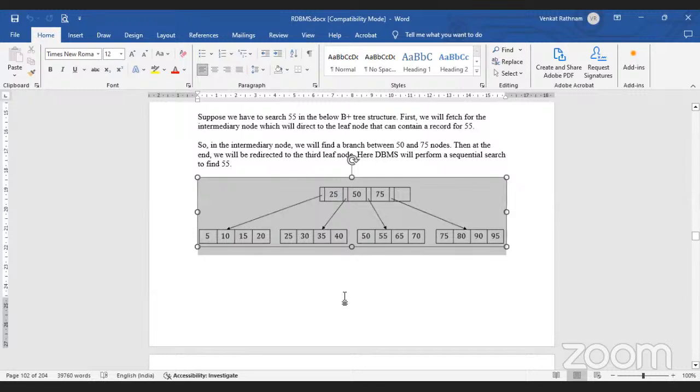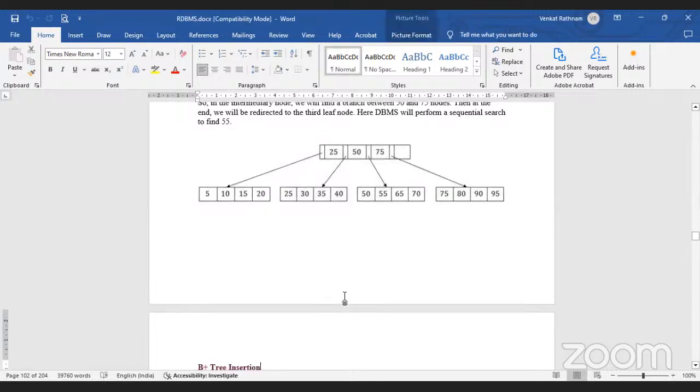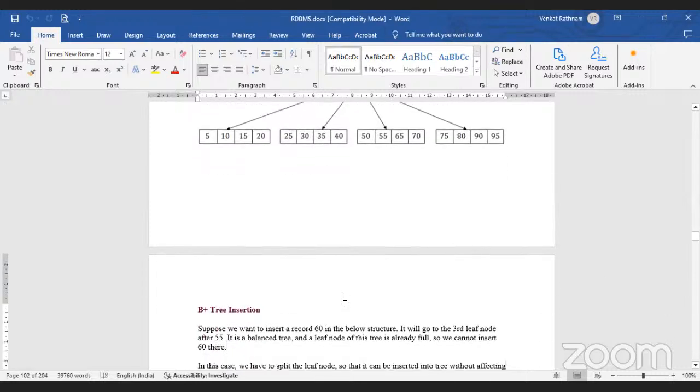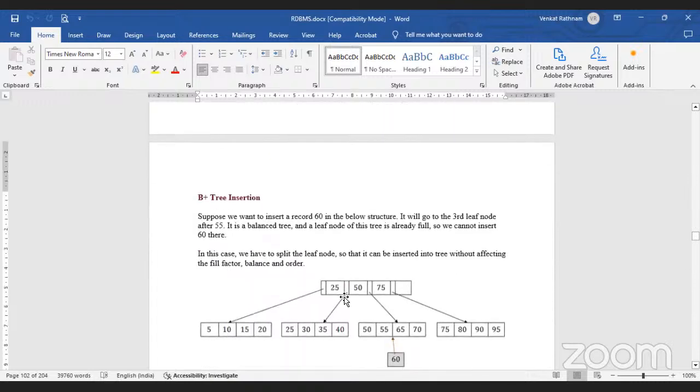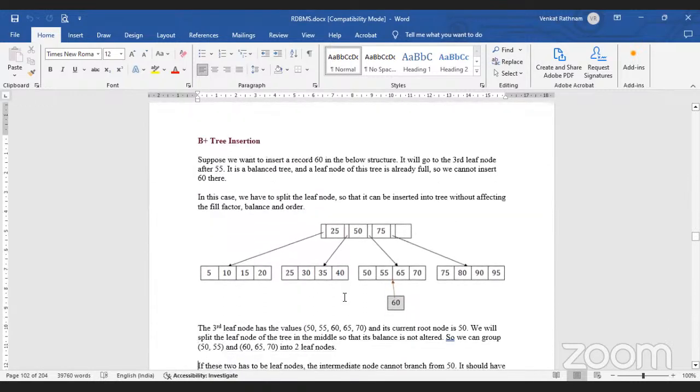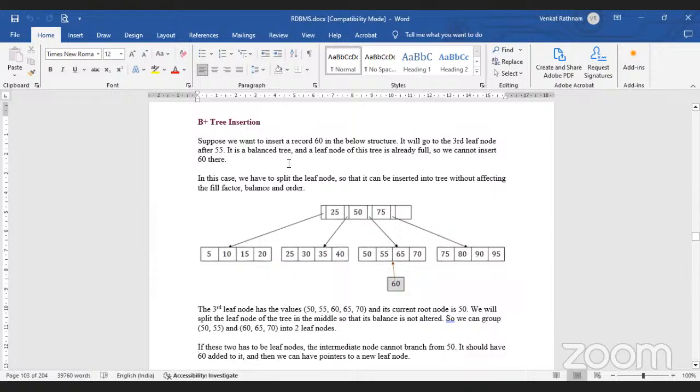So now we will discuss how we can insert one more value. That one only I mentioned here. B plus tree insertion. Suppose we want to insert a record 60 in the above structure of the B plus tree. It will go to the third leaf node. What is the third leaf node here?